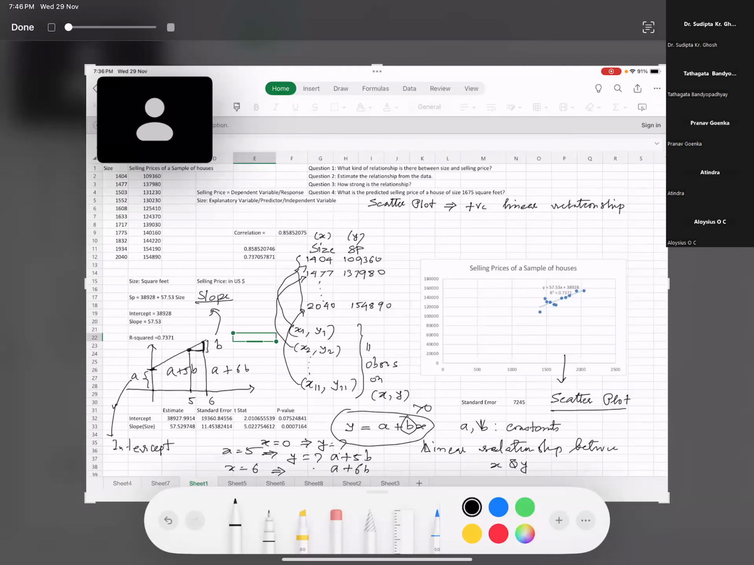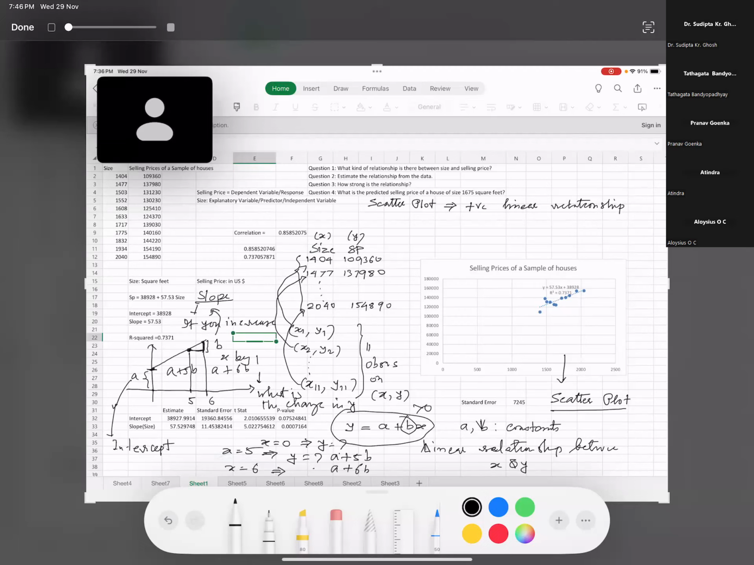What is meant by slope? By slope, we mean if you increase x by 1, what is the change in y.